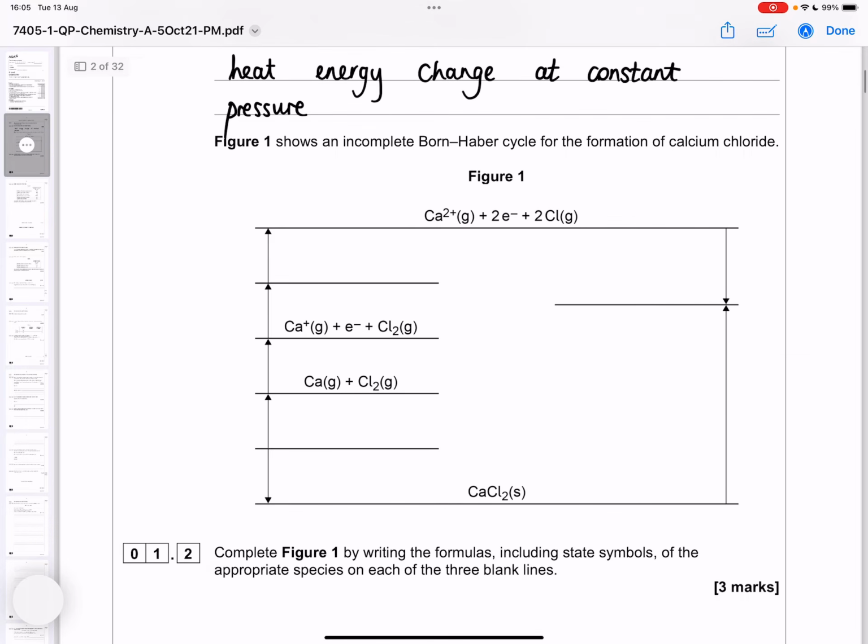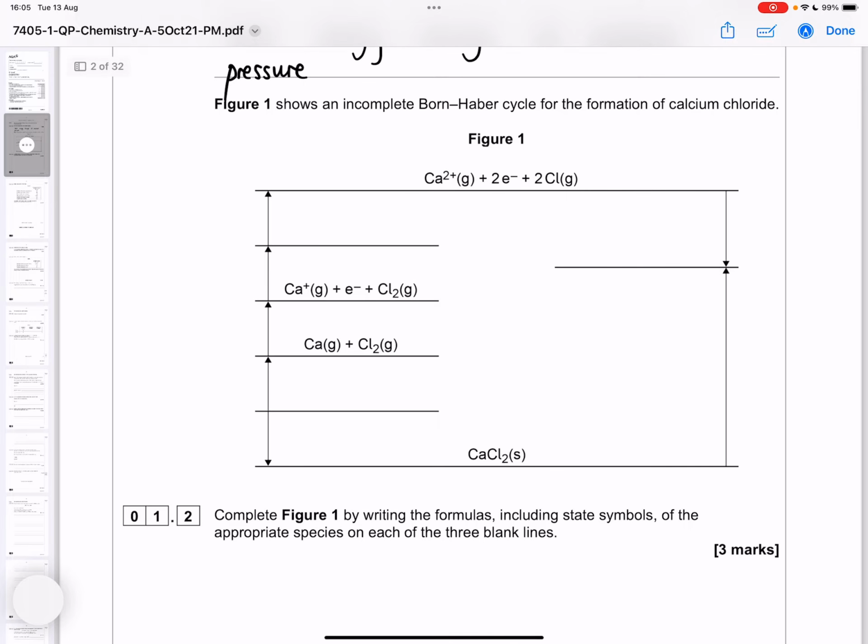Figure 1 shows an incomplete Born-Haber cycle for the formation of calcium chloride. Complete Figure 1 by writing the formulas, including state symbols, of the appropriate species on each of the 3 blank lines. So the Born-Haber cycle for calcium chloride links the formation from the elements to the lattice formation from the ions. So we've got the calcium chloride solid at the bottom. We would need the elements for calcium chloride, which are calcium and chlorine, remembering that chlorine is a diatomic gas and calcium is a metal.